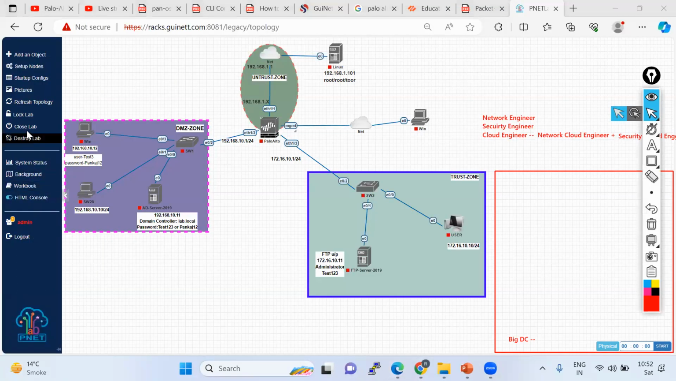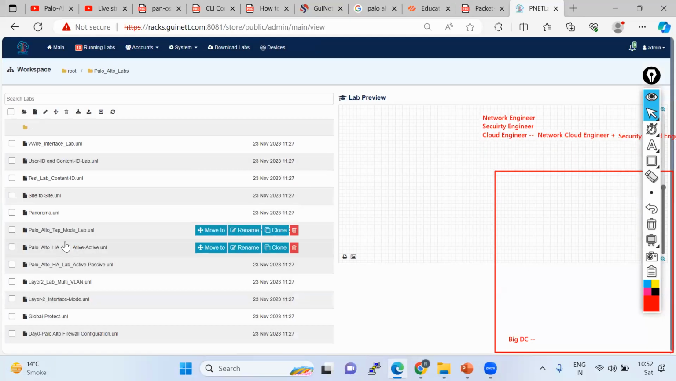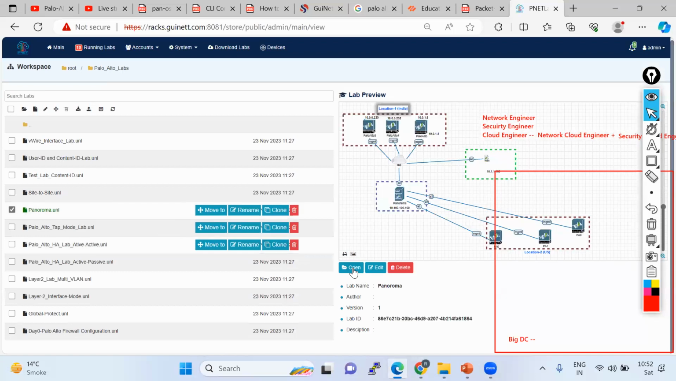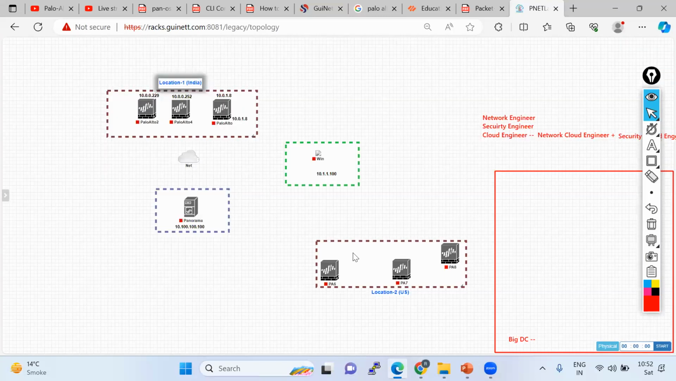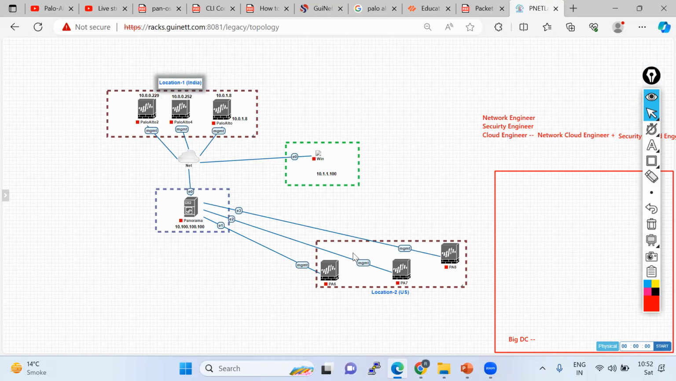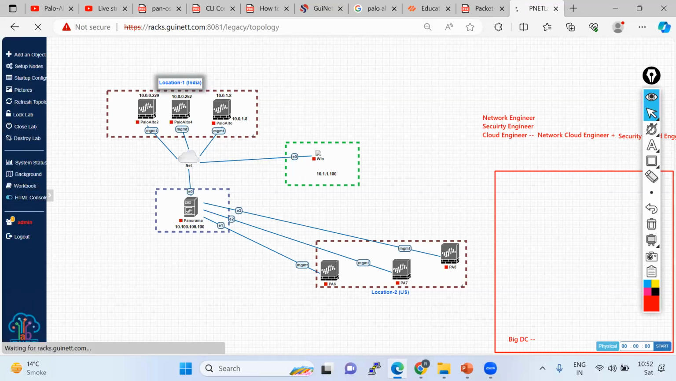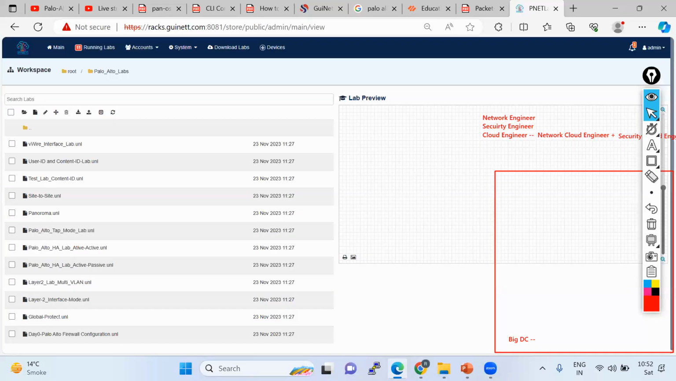So let me show you. Almost everything is going to be covered in Panorama, but a few things we cannot cover due to license issues. We have the Panorama labs as well. I'll show you how the pre-rule is going to be configured, how the post-rule is going to be configured, how the configuration is going to be pushed, how objects are going to be created, and how a device is going to be onboarded on Panorama. Different use cases we have, and definitely we are going to cover them in this section.